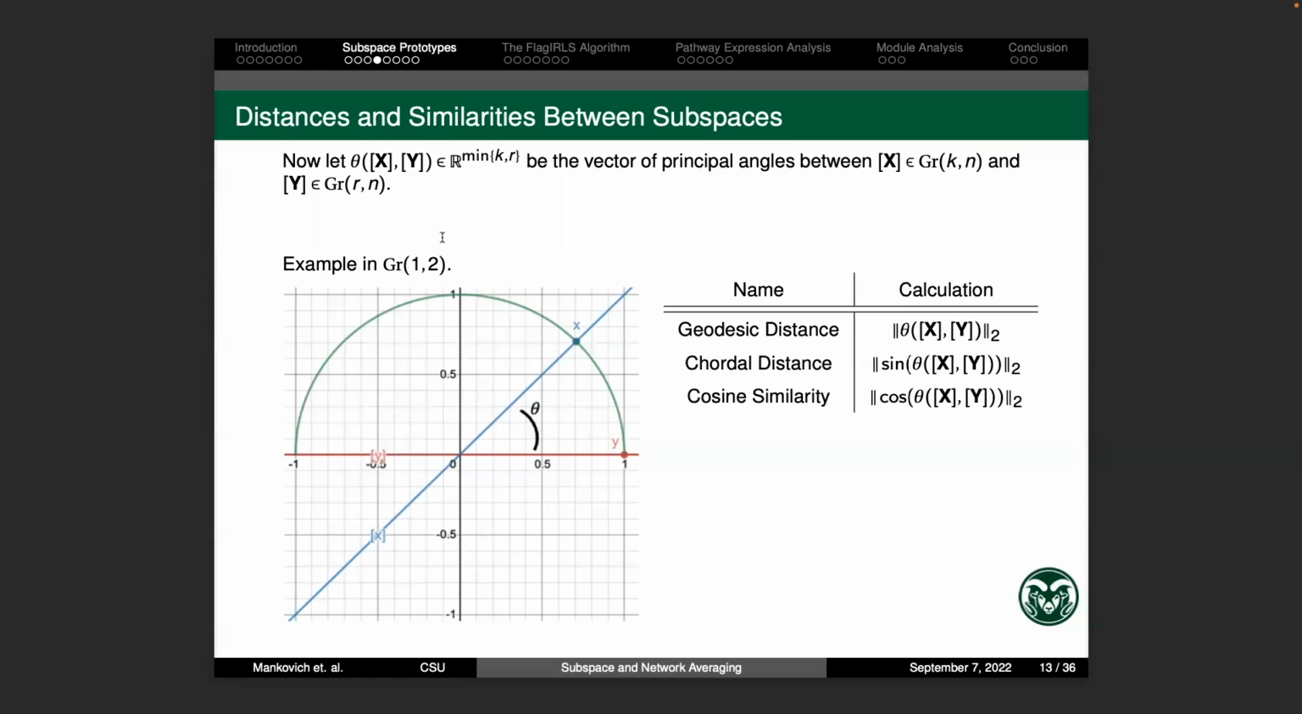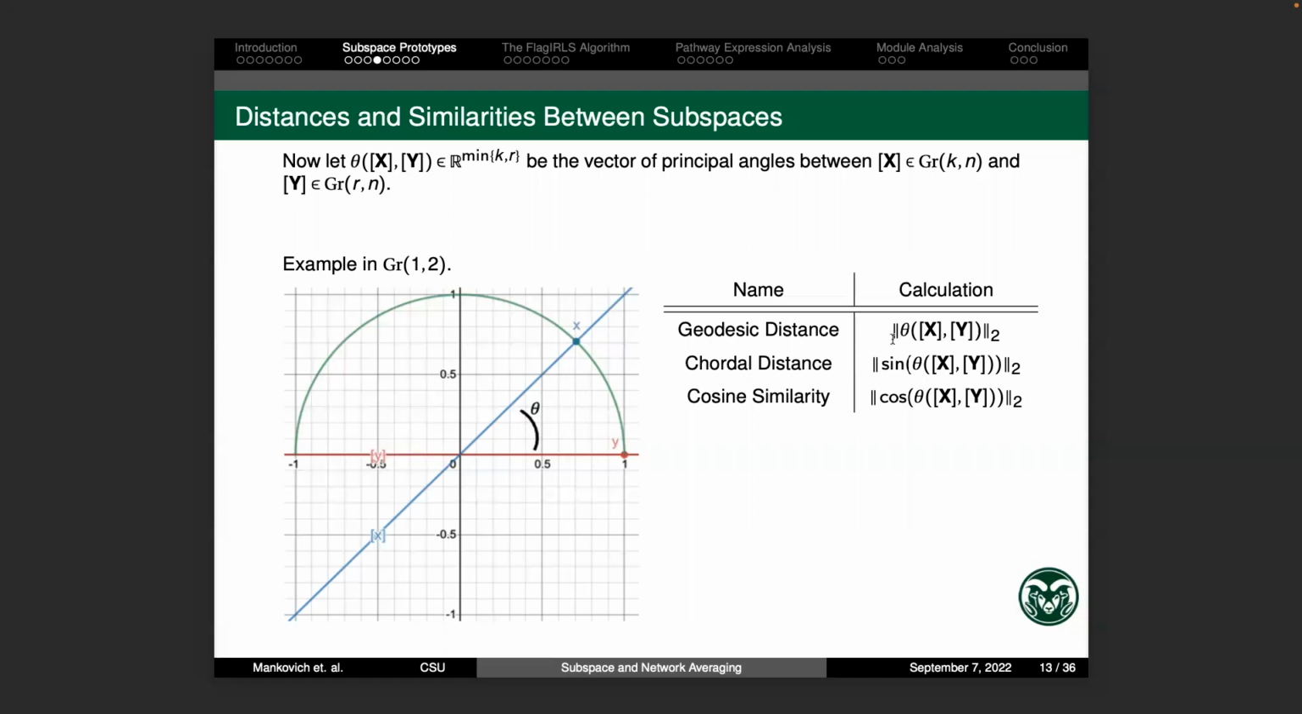Given a vector, principal angles between higher dimensional subspaces let you formulate these ideas of distance and similarity between subspaces, right? If these two lines were closer together, the angle would be smaller, right? And also if the two lines were closer together, then the sine of the angle would be smaller, right? So those are sort of notions of distance between these two subspaces, whereas the cosine of the angle would be bigger if they were closer together. So that's more of a similarity.